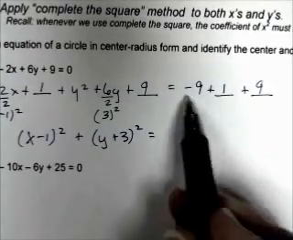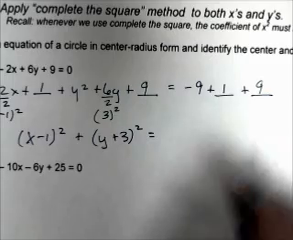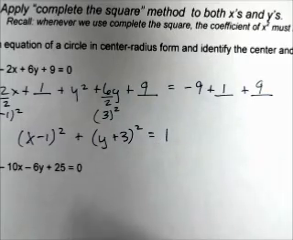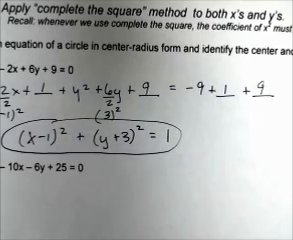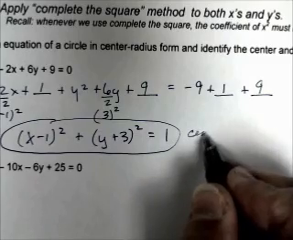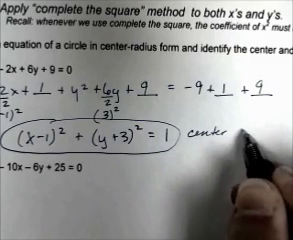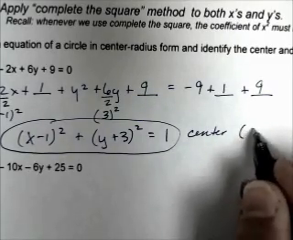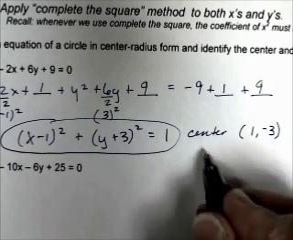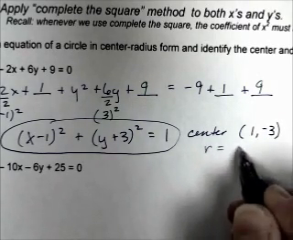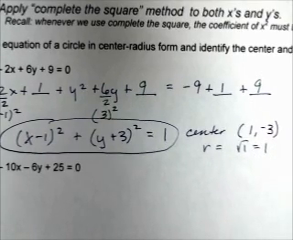and just adding on the other side, we have 1. This is it. This is the equation of a circle in center radius form. Its center is the opposite of negative 1, positive 1, the opposite of positive 3, negative 3, and the radius is equal to the square root of 1, which is 1.